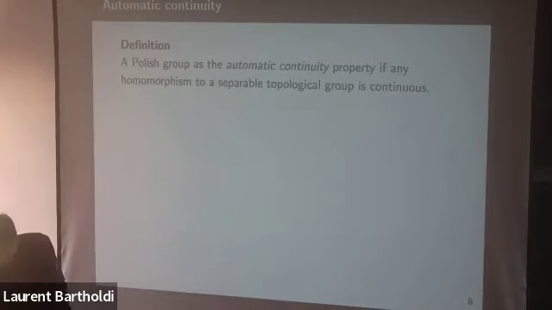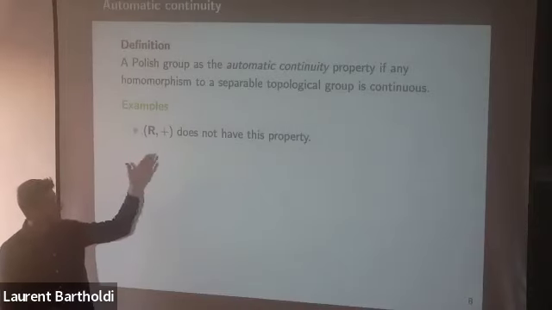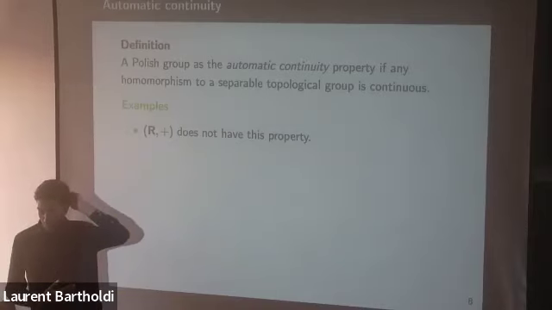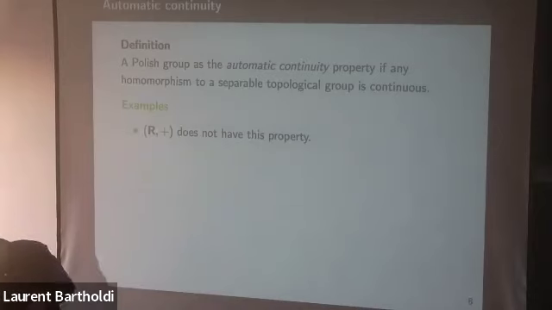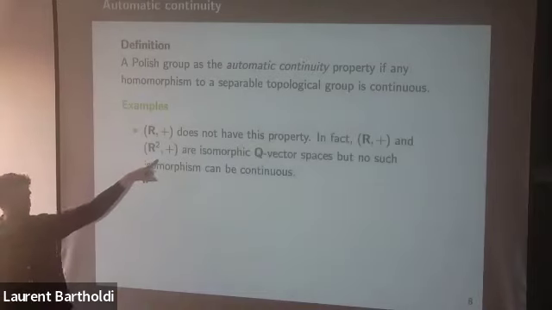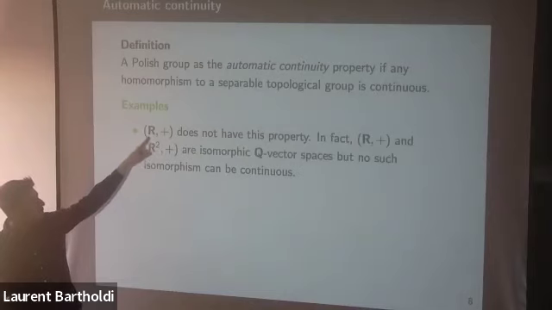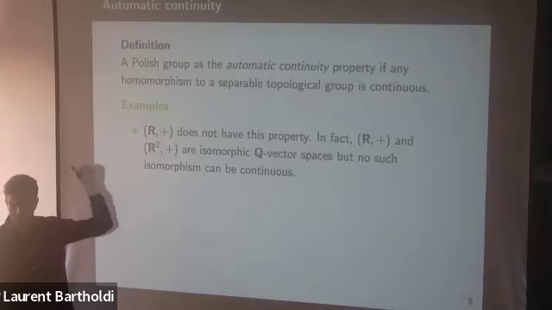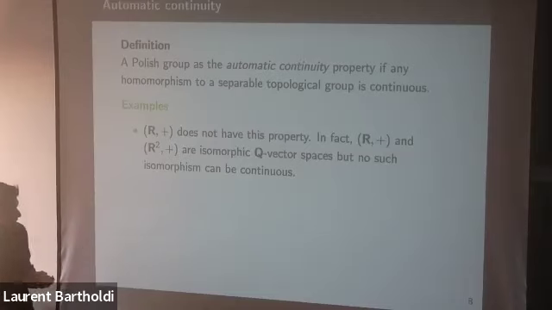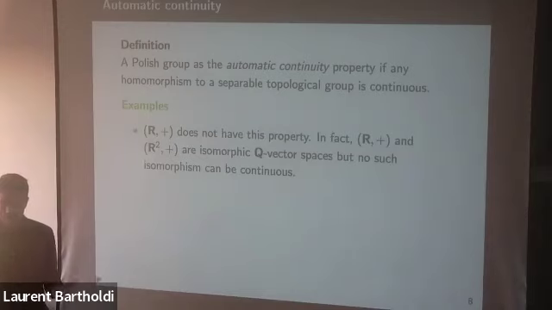Okay. Let's start with a few examples. This property is rare in the locally compact world. For example, the simple group, the reals with addition and the usual topology, does not have this property. Why? The group R is isomorphic as a group to R2. Because if you consider R as a Q vector space, there is a basis which is uncountable, and similarly for R2. So you map one basis to another one, and you get a map, and for sure it is not continuous.